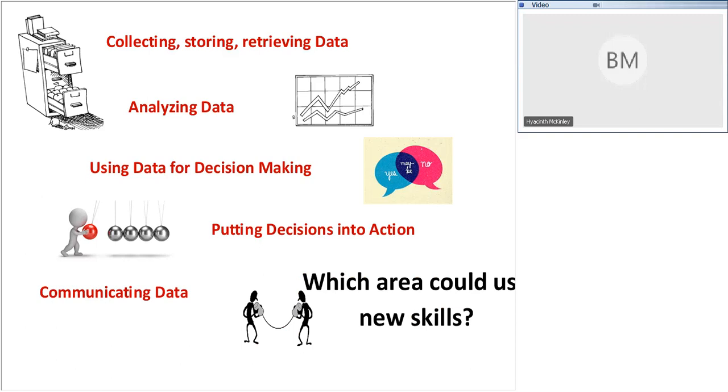So we talked about these different areas of data storing, collection, analysis, and putting into action. And we asked the question, which of these areas could we use some new skills for our staff? What could be developed? I just want to remind you that's always something you need to be thinking about when we're talking about any changes: what skills will be needed to implement those changes.